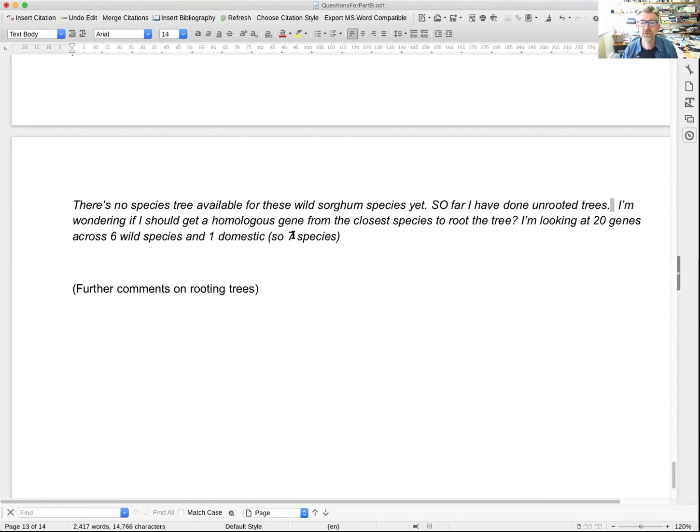Once you've got that, you can then go back to your individual gene trees and perhaps map them into the guess at the species tree and see which ones deviate a lot.